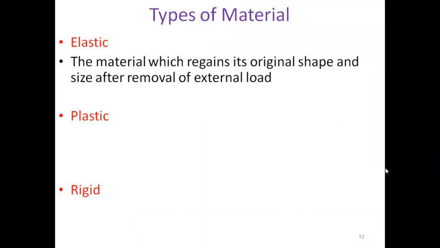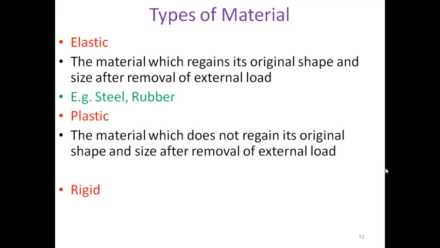The material which regains its original shape and size after removal of external load is called elastic material. For example, steel, rubber, etc. Now what is plastic? The material which does not regain its original shape and size after removal of external load.